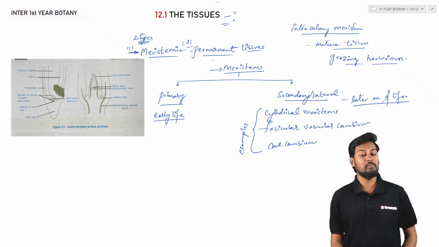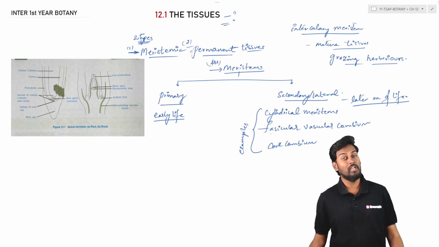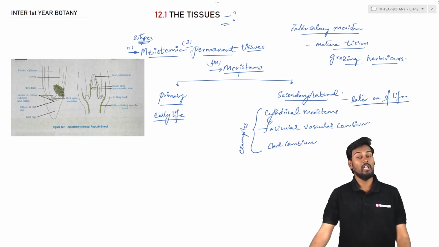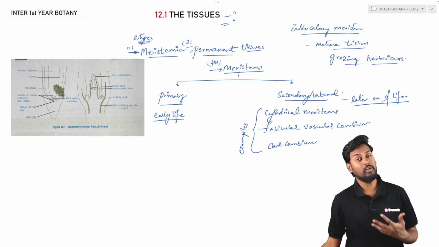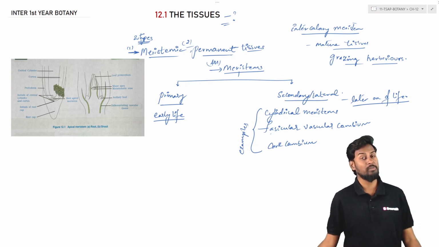So, a meristem is very much important for the final examination. This may come in the 4 marks: write about the different types of meristemic tissue present or available within the plant. So, what are the different kinds of meristemic tissue which are generally present within the plant?